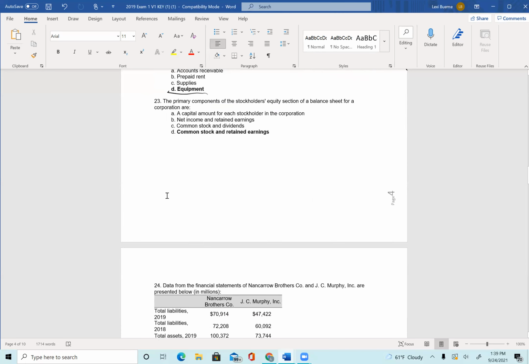The primary components of the stockholders' equity section are going to be common stock and retained earnings. We've done those a lot in homework questions. Those are the amounts that are always included in there.